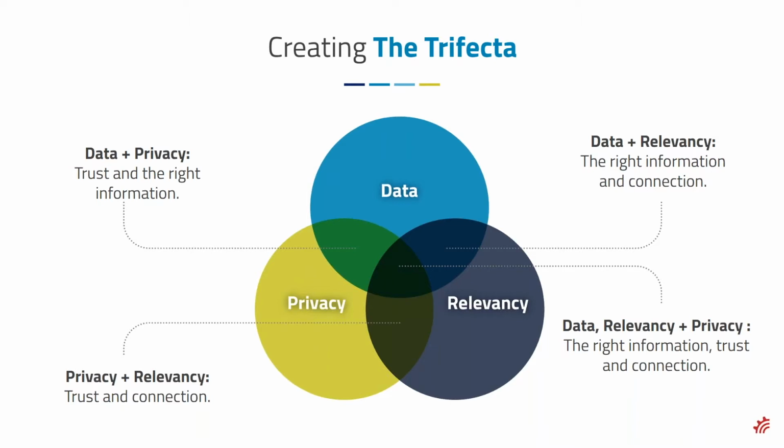And then you also have data and relevancy. So this is when you have the right information and connection, but if you aren't abiding by their opt-in status or the fact that their information should remain private and not be used as content within their email, you could always lose that trust with the consumer. So the goal is really to have a balance of all 3 of these: the right information, the trust, and a connection with them.